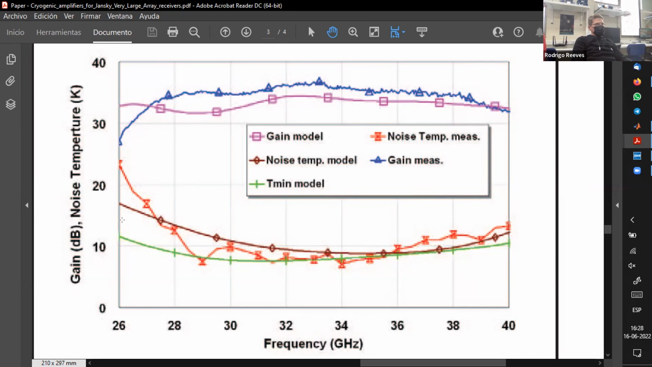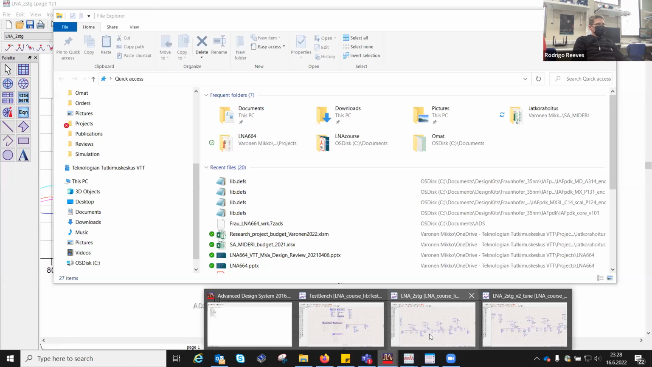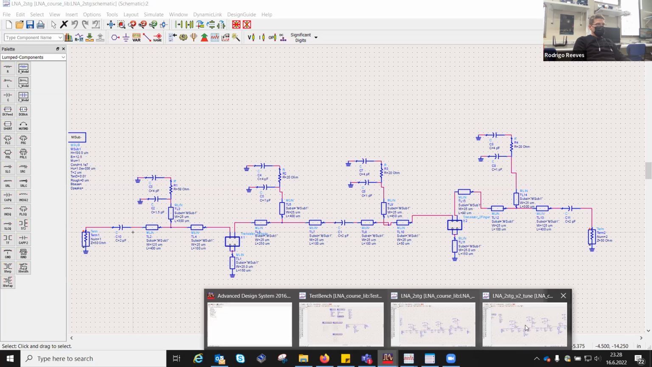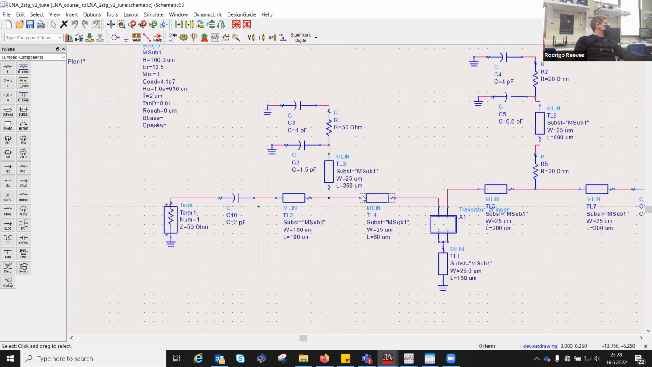So I will try to share the screen again. So what I did with the tuning here, the input matching is quite similar to what Miguel has.